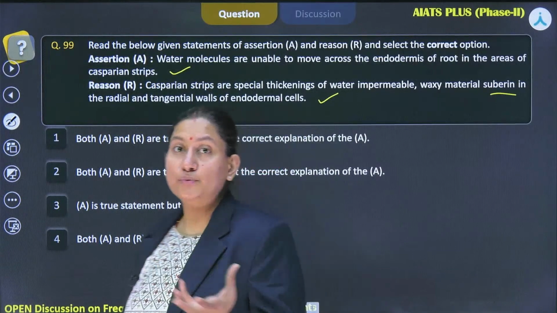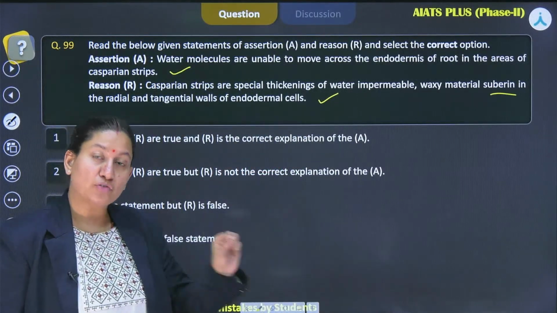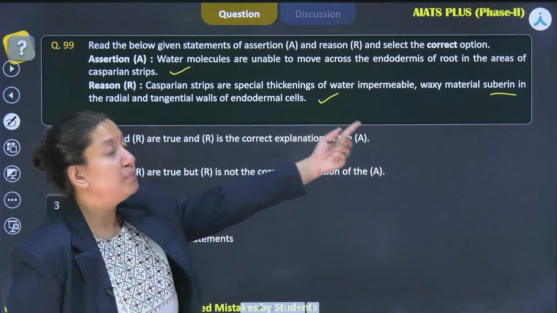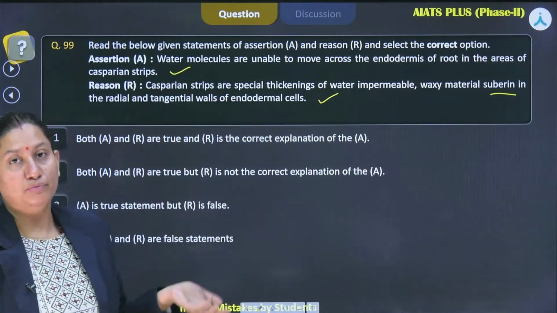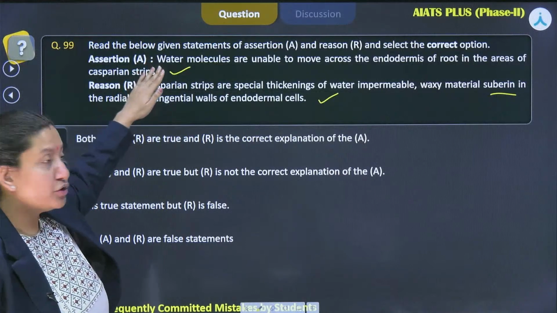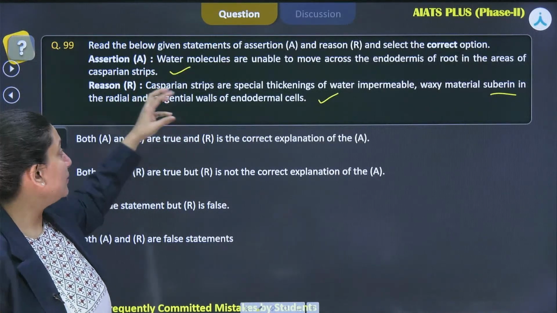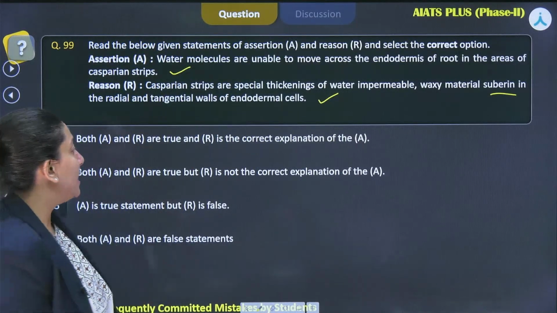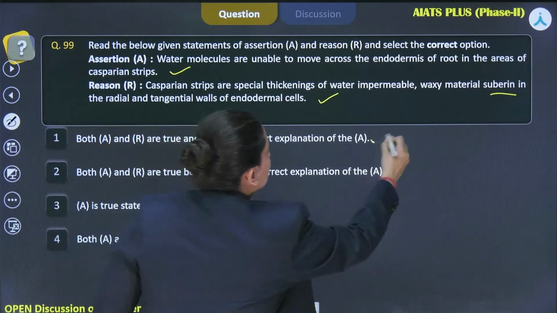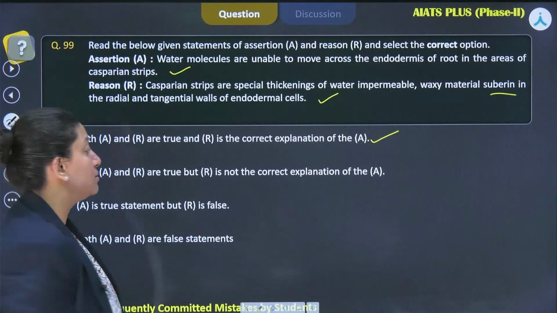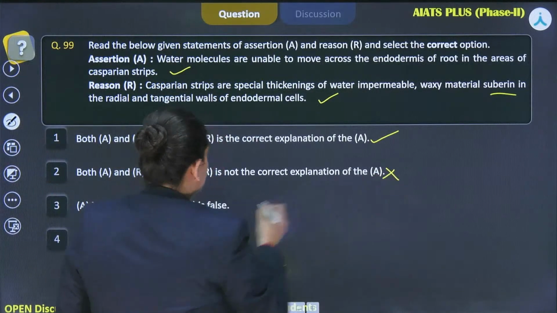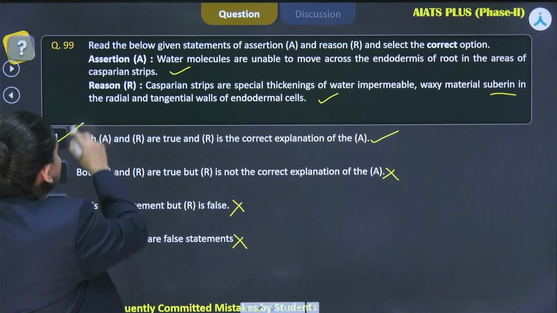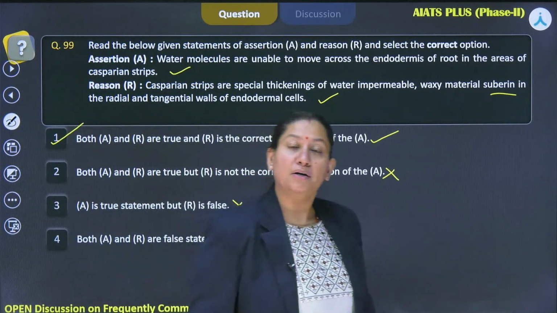So that is what I've explained to you as well, why the water transport is blocked, why the water is unable to move across it, because it is made up of a material that doesn't allow the movement of water. So the assertion is true, the reason is also true, and the reason is explaining why the assertion holds true. That is why we are going to choose option number 1 as the correct answer, and we could rule out all others. So the correct answer for this particular question is option number 1, right?